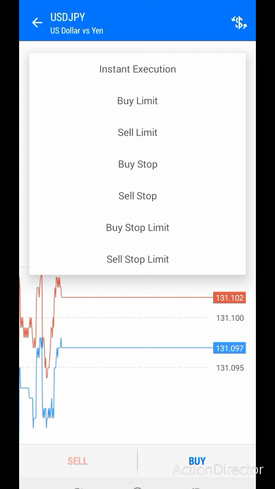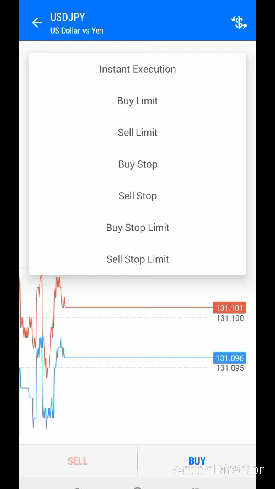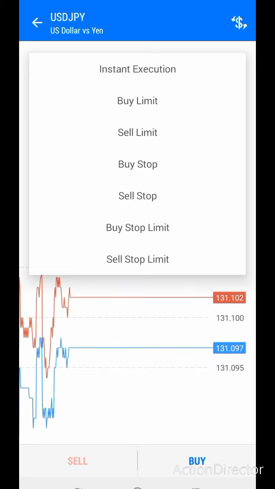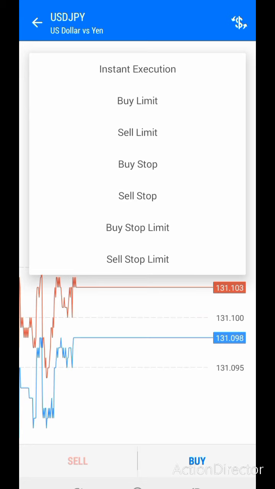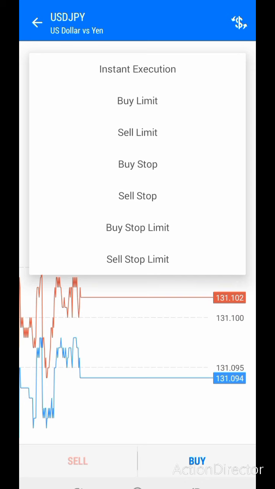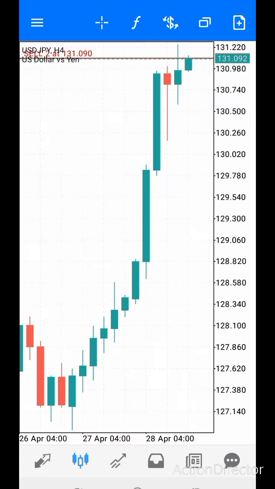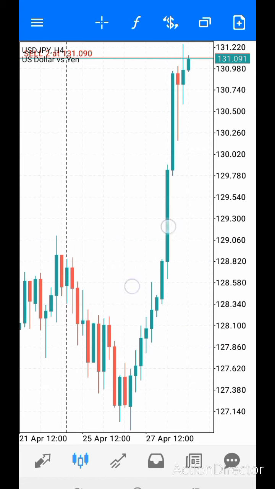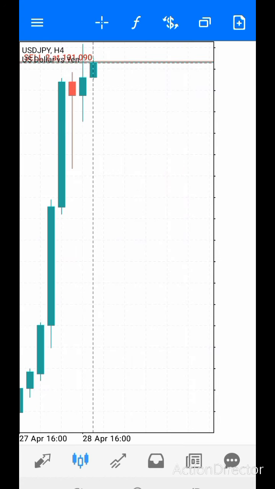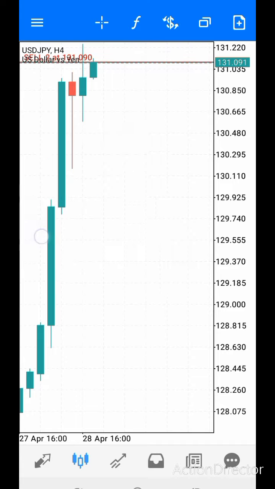Now, buy limit is actually placed so that when the price or the market gets to a particular zone, it is going to enter a trade for a buy. All right, so let me go to the chart and actually show you how it works. For example, as you can see, the market USD JPY is actually in a bullish move. Now, if I want to place a buy limit, I will place the buy limit below the current price.